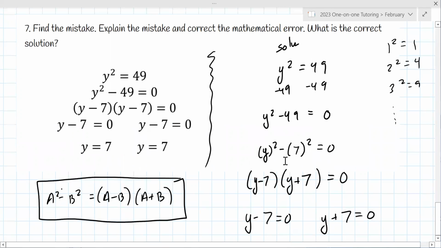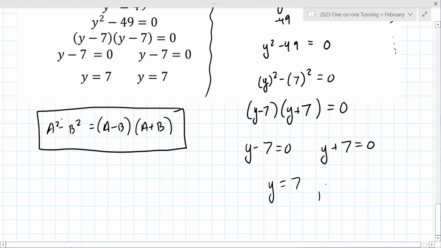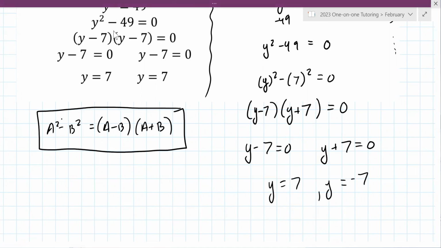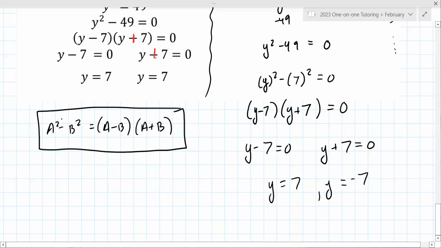And then it's plus 7, minus 7. Yes. And that's y equals 7. Y equals negative 7. Yeah. So what's the mistake? What's wrong with what's listed? He forgot the negative. Yeah, it should be plus. One of these should be plus, which makes one of those negative. It's a really small thing, but it is important here.